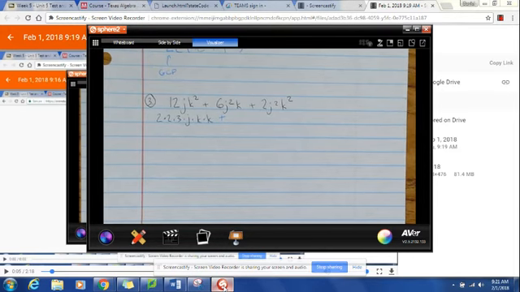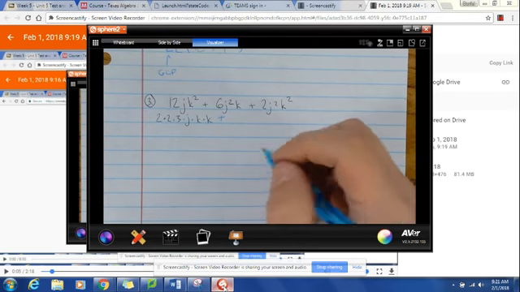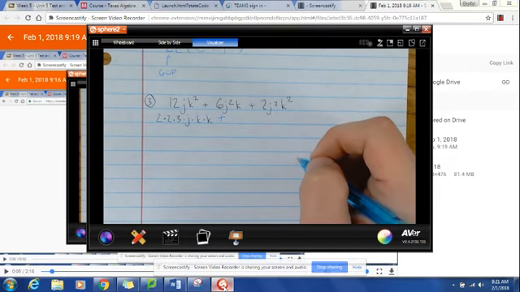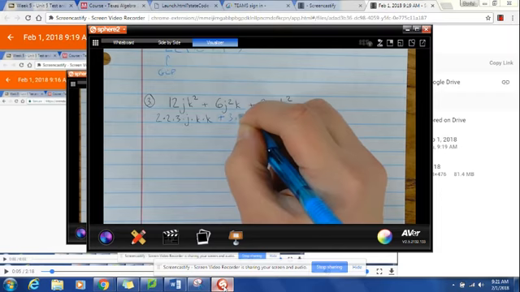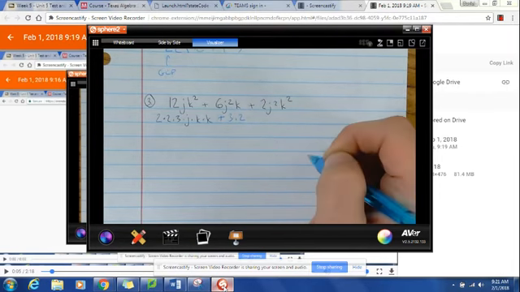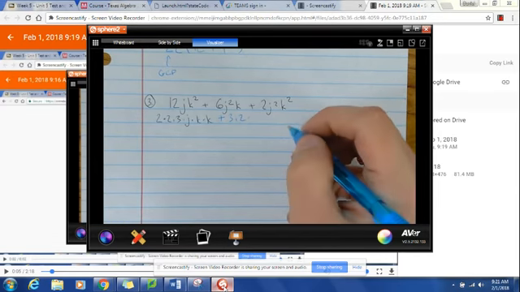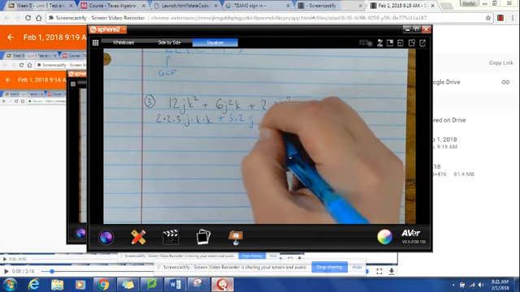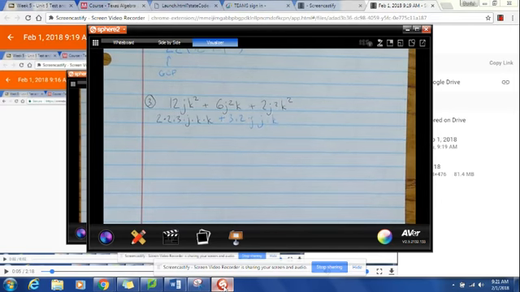Caitlin, could you break down 6jk squared for us? Okay, so 3 times 2. And then j squared and k times j times k. All right.